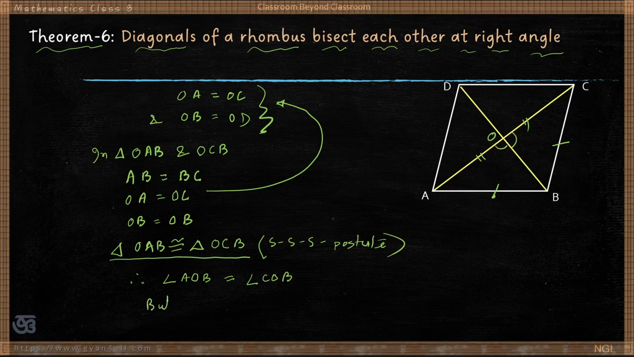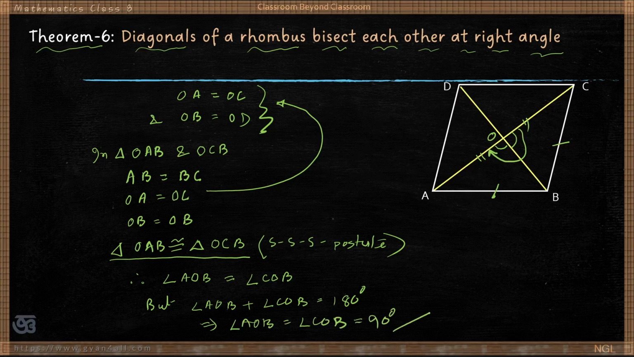But what we get? Angle AOB plus angle COB is equal to 180 degrees. You can see this angle is 180 degrees. Angle AOB is equal to angle COB is equal to 90 degrees each. What does it mean? That they intersect at right angles to each other. This is at right angles, they intersect.